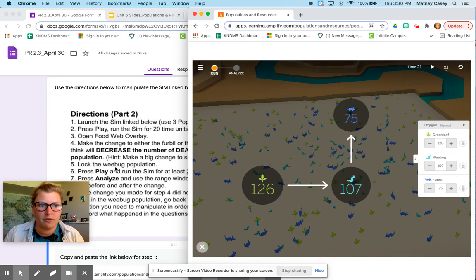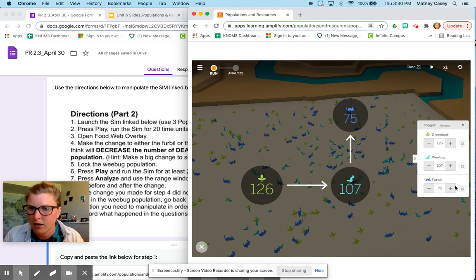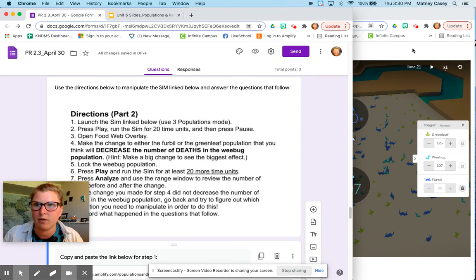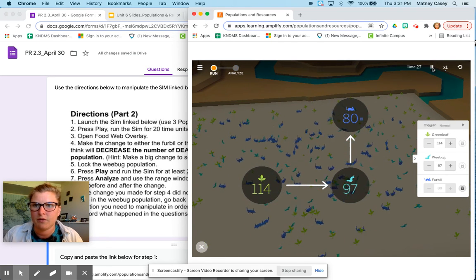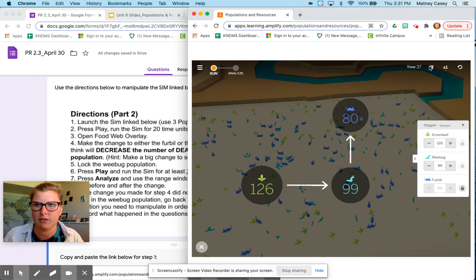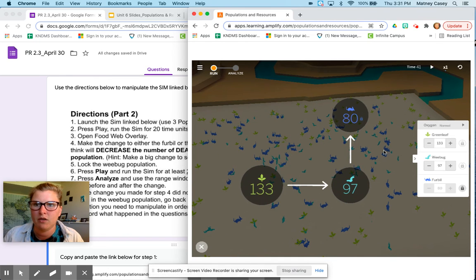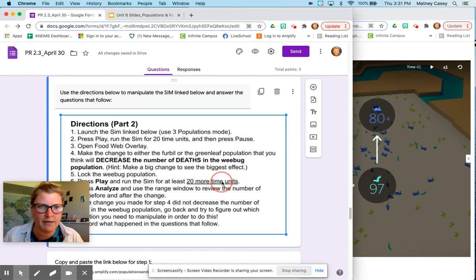It says here, lock the wee bug population. What I'm going to tell you is to lock the population that you just changed. That's a mistake, and I will change the slide so it says the correct direction. My mistake. Go ahead and press lock here. Then press play to run the sim for 20 more time units. So again, you're locking the population that you're manipulating. I increased the furbills, so I locked that population, not the wee bugs. Pause it after about 20 more time units, and then press analyze to review.